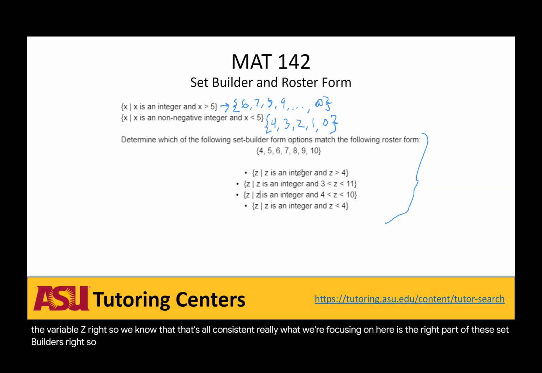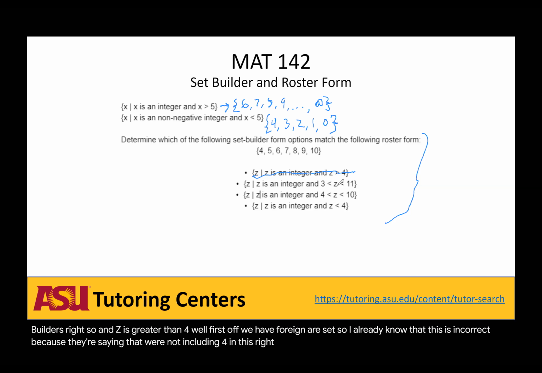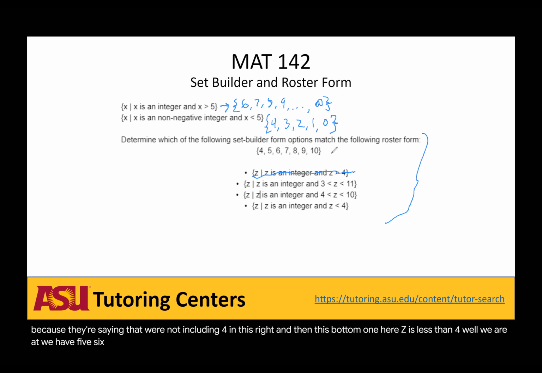So first off, we have here Z is an integer and Z is greater than 4. Well, we have 4 in our set, so I already know that this is incorrect because they're saying that we're not including 4 in this, right? And then this bottom one here, Z is less than 4. Well, we have 5, 6, 7, 8, 9, 10, right? That's all greater than 4, so I also know that this is inaccurate as well.